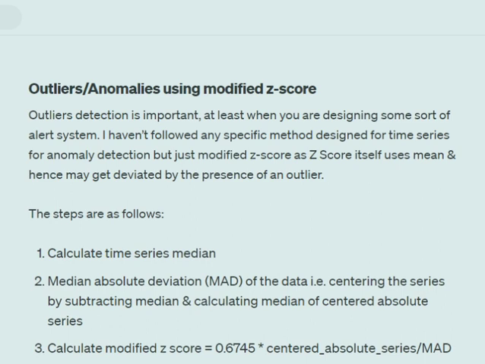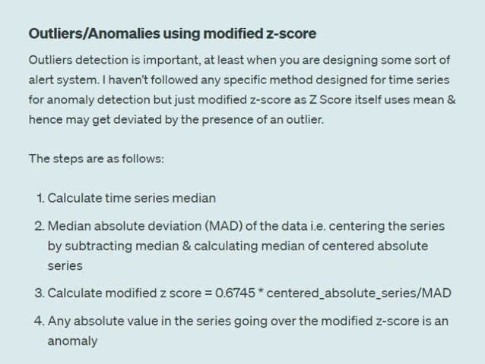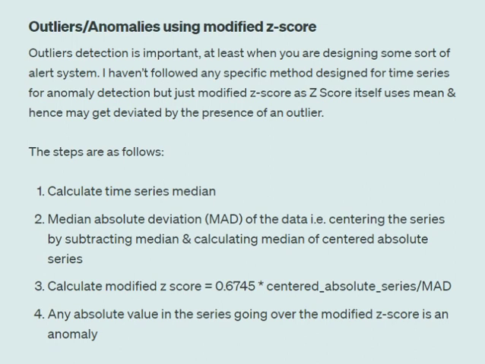So first of all, you need to calculate the median for the dataset. The second step is to center the series. In centering the series, what we would be doing is series minus the median. In case of z-score, we were subtracting the mean. Here we are subtracting the median and then calculating the median of the centered absolute series. Makes sense? So after centering the series, we need to take the absolute values of the series and eventually calculate the median of this centered series.